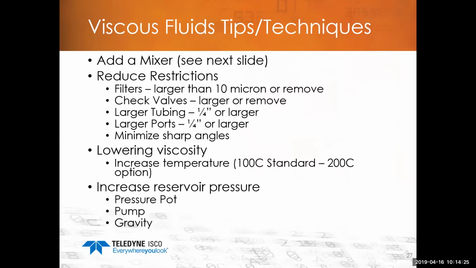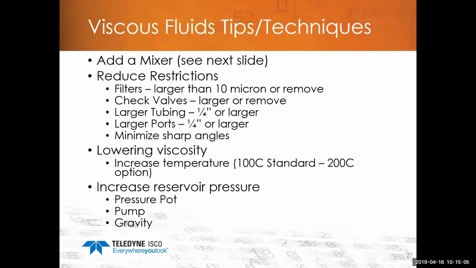Some of the things we do to help with that: we offer a mixer option to keep the fluid in a more, pardon the pun, fluid state, which allows it to flow through easier. You can reduce the restrictions, change the tubing, use larger ports and larger tubing, and reduce the sharp angles, as we just talked about. Those are things we recommend. Maybe change the viscosity of the fluid if that's possible without affecting your experiment. If it's too viscous, can you raise the temperature? We do have a high temperature version.